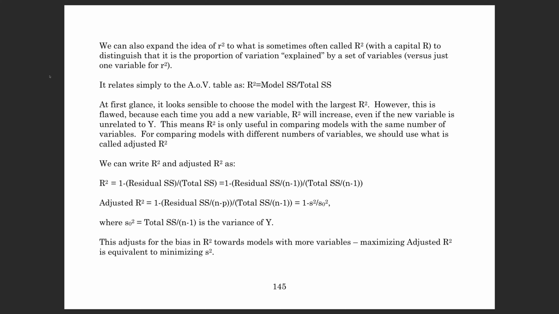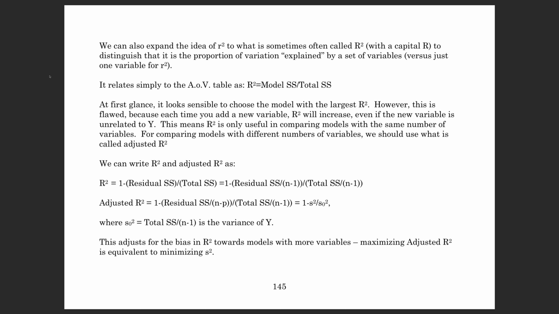So we can look at R squared and adjusted R squared using these formulas below. R squared, remember, is just 1 minus the residual sum of squares over the total sum of squares. That's the same thing as the model sum of squares over the total sum of squares, because the model sum of squares is just the total sum of squares minus the residual. So we can look at that as 1 minus the residual sum of squares over n minus 1, divided by the total sum of squares over n minus 1.